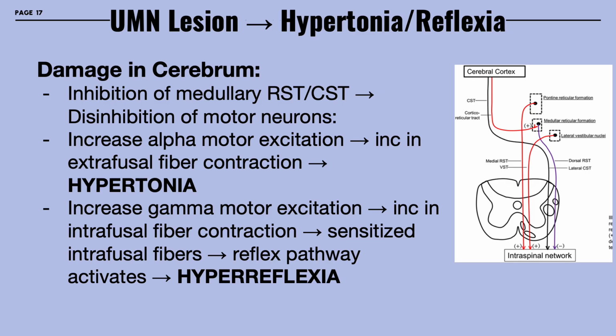Now, because of this damage, this also increases gamma motor excitation. And what do gamma motor neurons do? They cause intrafusal fibers to contract and sensitize intrafusal fibers, which will be super sensitive to any type of stretch, right? And so a reflex pathway is very easily activated in this case with just a small stretch, causing hyperreflexia.